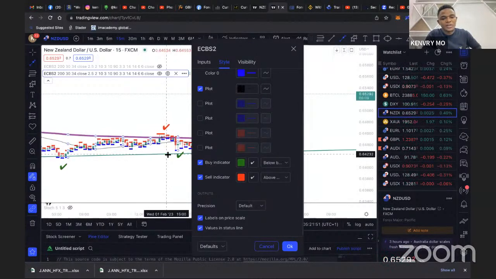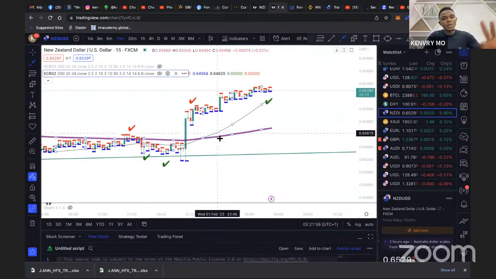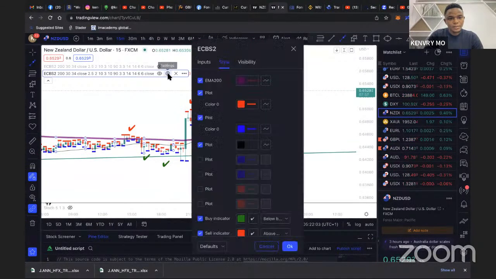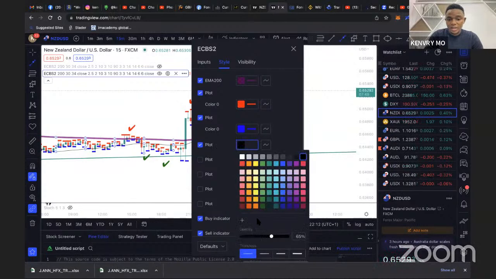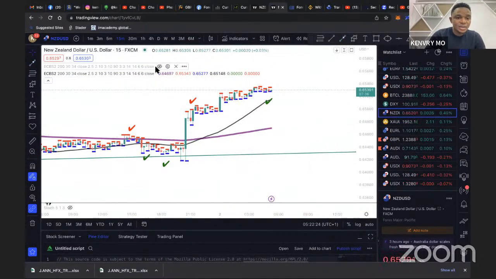I don't use Bollinger. So it takes away the noise. The only thing that I want you to pay attention to is this EMA. You can make it thick. This black plot, click on it and make it thick, because it's very, very important. So you make it thick, black, and you click save. Does that make sense? That's it. That's what you need. So, all right.